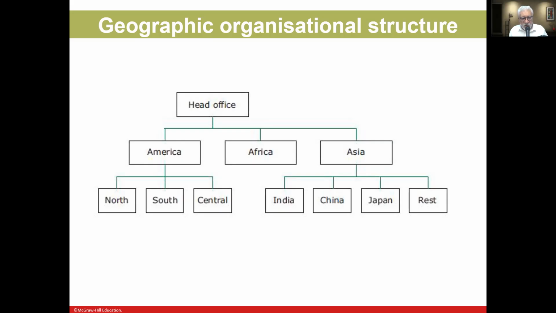This could, for example, be a software company. This could well be Microsoft. And you have a head office, which would be American, and then you have America, and you have Africa, and you have Asia. Many international global products are divided up in this way, technology being a prime one.